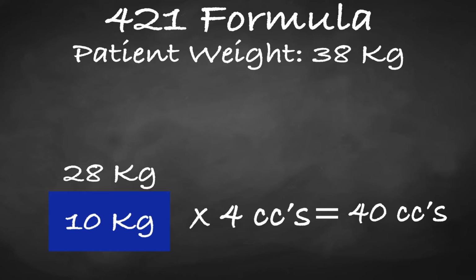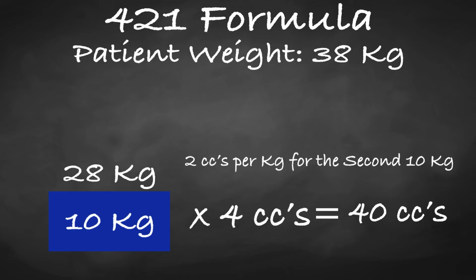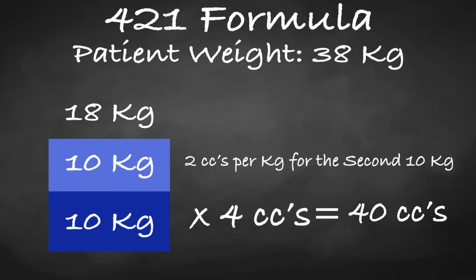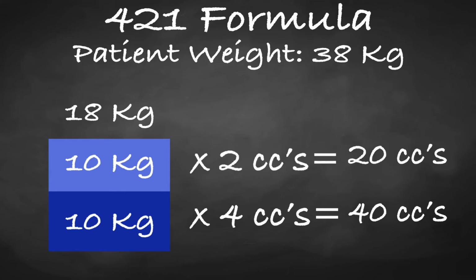Next, we're going to administer 2 cc's per kilogram of the next 10 kilograms of body weight. So we take that 28, we subtract another 10, move that over. 10 times 2, 20 cc's.